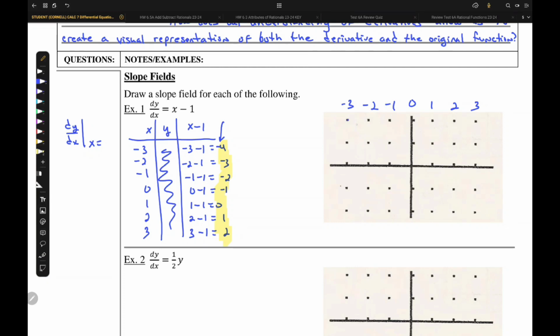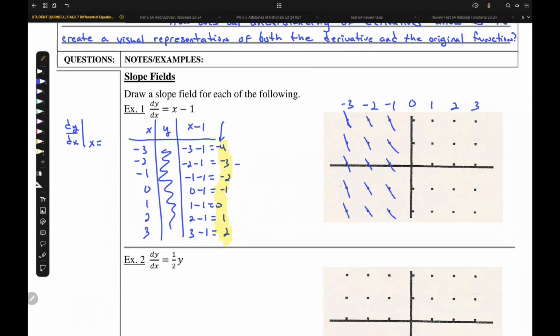So that means essentially we're going down 4 over 1, right? So that slope is going to be pretty steep. And that's our slope at all of those x values. When we go to -2, excuse me, our slope is -3. So we're going down 3 over 1. So it's a little bit less steep. And then when we get to -1, my slope is -2. So kind of like this.